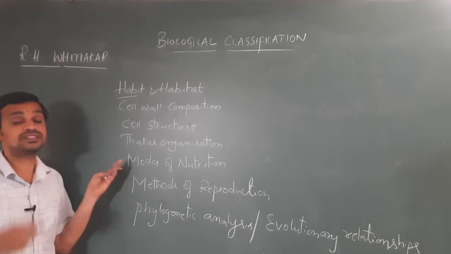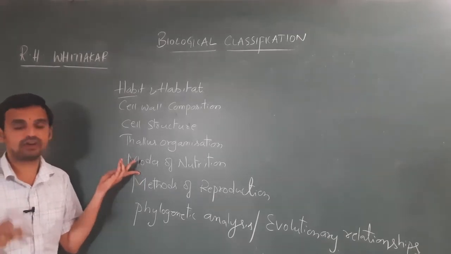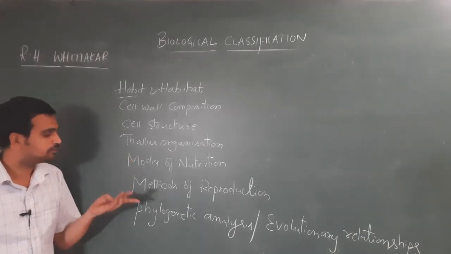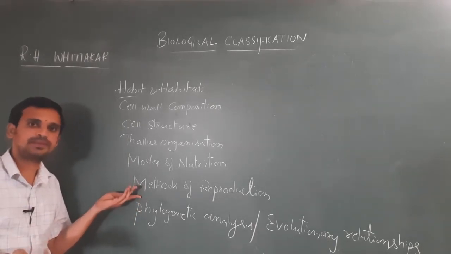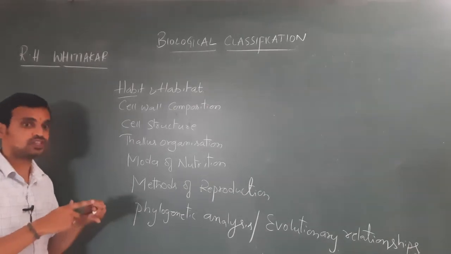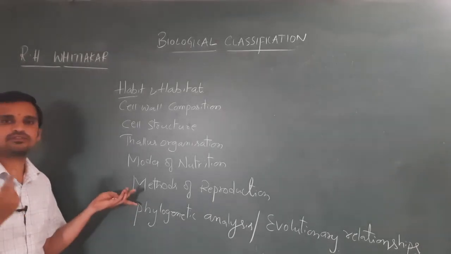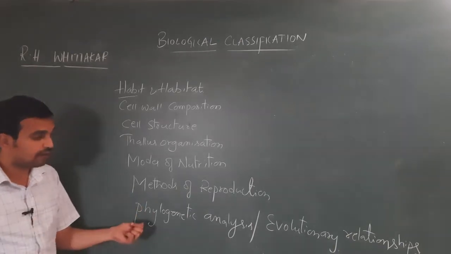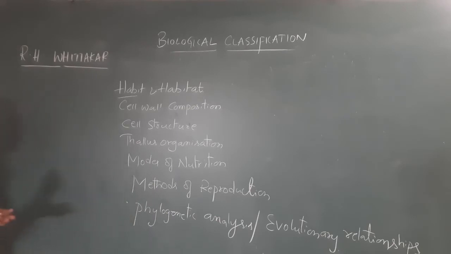Modes of nutrition: what is the type of nutrition they take, whether they can prepare their own food material or depend on other organisms. Methods of reproduction: how the particular organism reproduces, whether by vegetative fragmentation or vegetative reproduction, by asexual reproduction or by sexual reproduction. There are different types of reproduction methods. And phylogenetic analysis or evolutionary relationships is very important: how the particular organism has evolved.